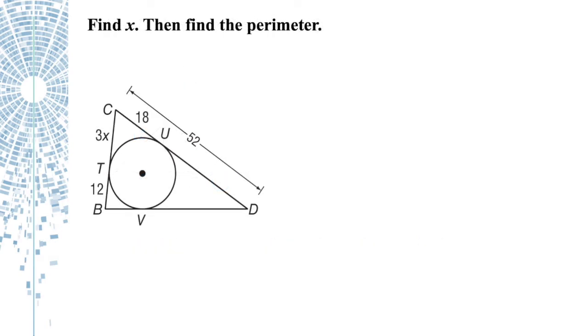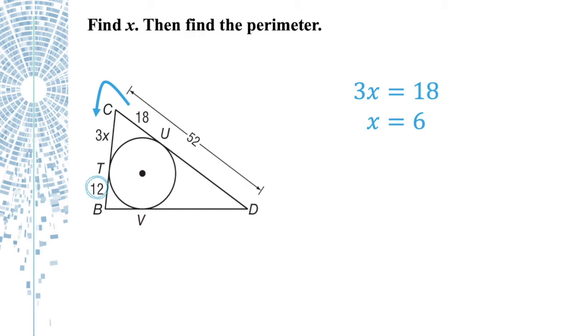Let's try one that's a little bit more complicated. Still finding X, and then finding the perimeter. Let's start with 18 here, and we know that 18 equals 3x. Okay, so 3x equals 18, that means that x equals 6. So we found x. Now we're going to work on the perimeter.